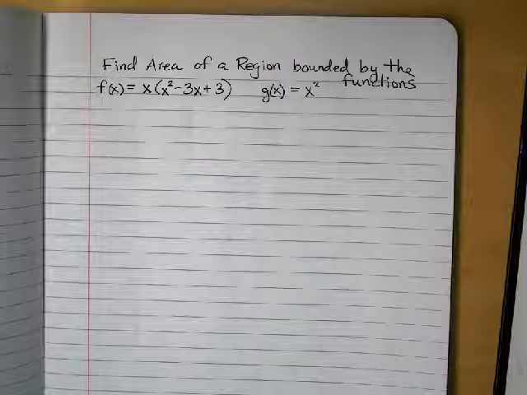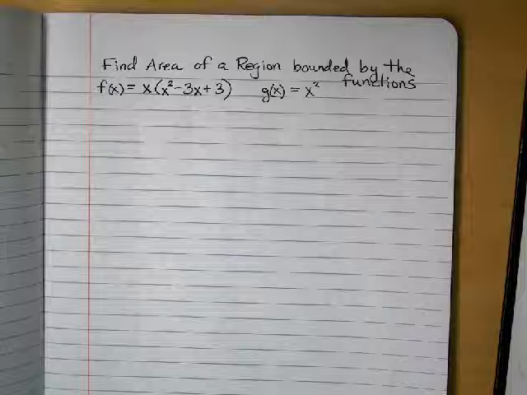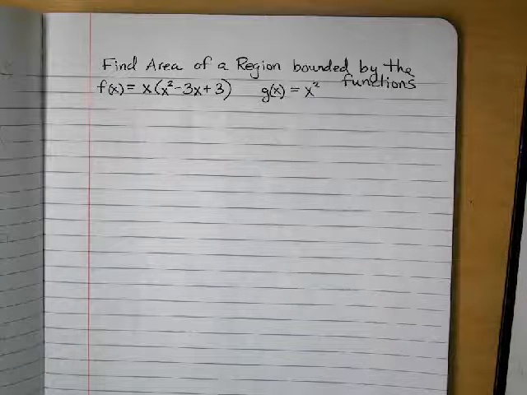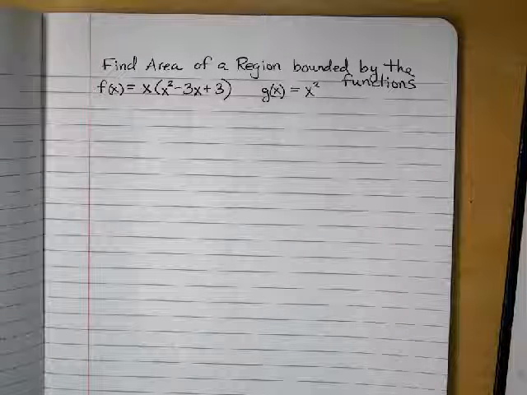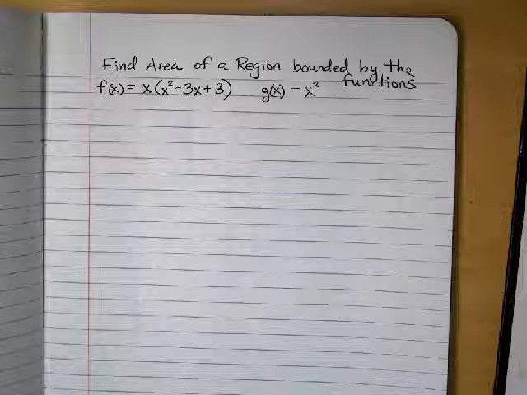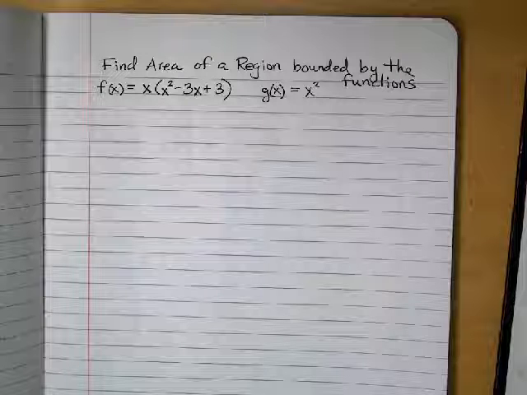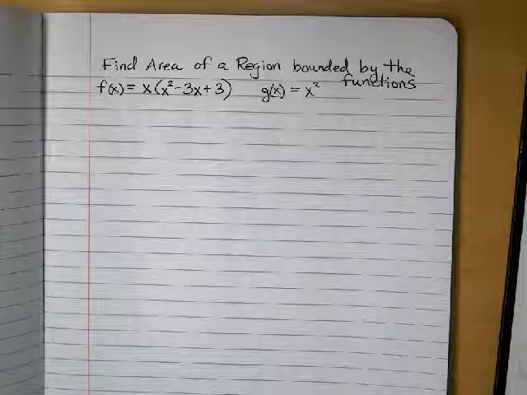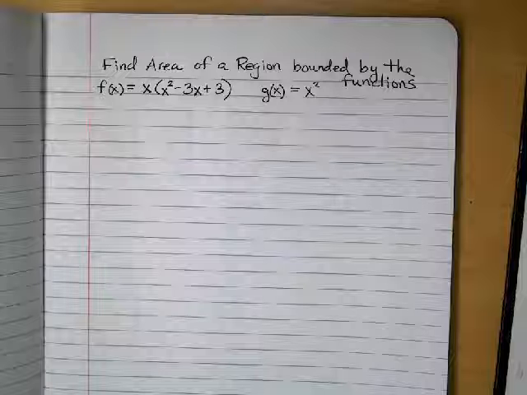Okay, these graphs cross. We want to find the area between these graphs, bounded by these graphs. I got two colors, so that helps, the green and the blue. We're going to find the area between these right here. See that? And we're going to find the area between these. So we're going to have to find the graph points where these are crossing each other.